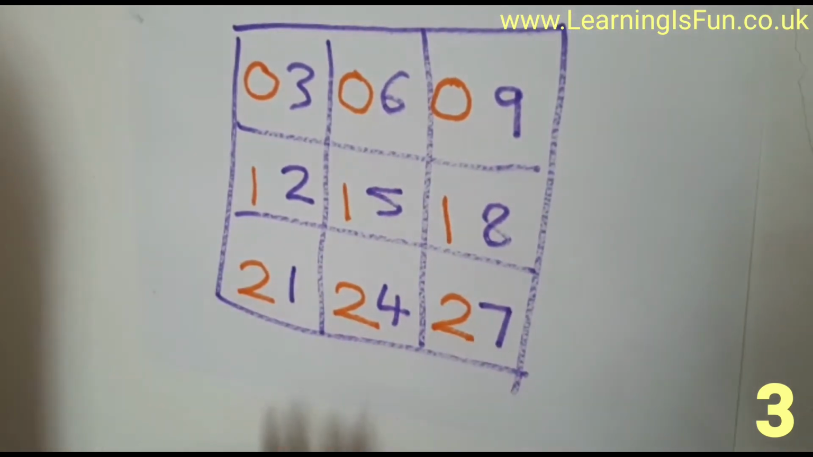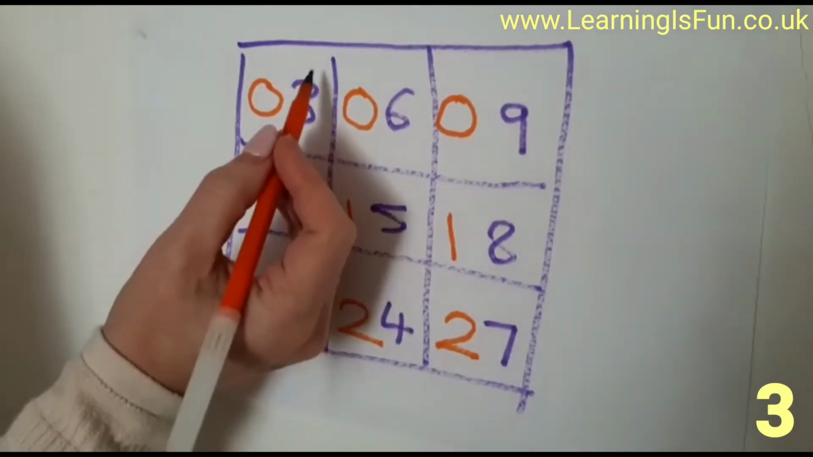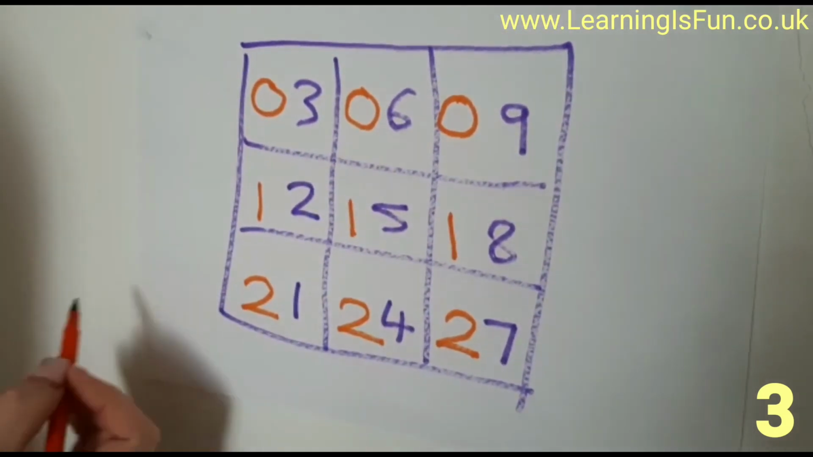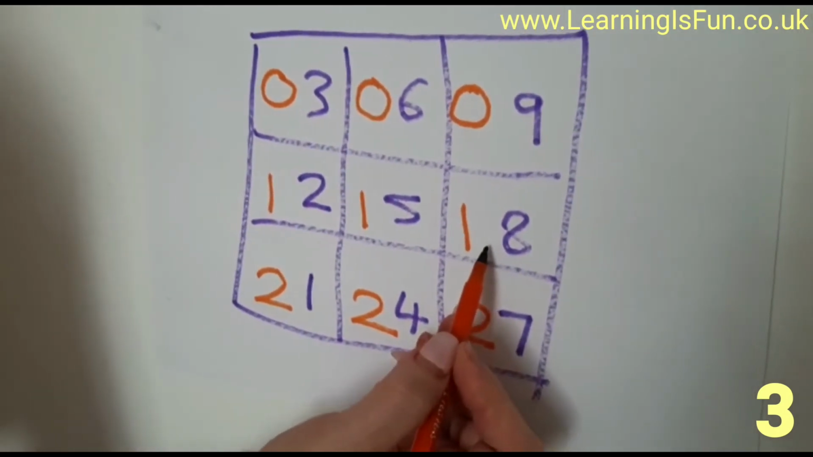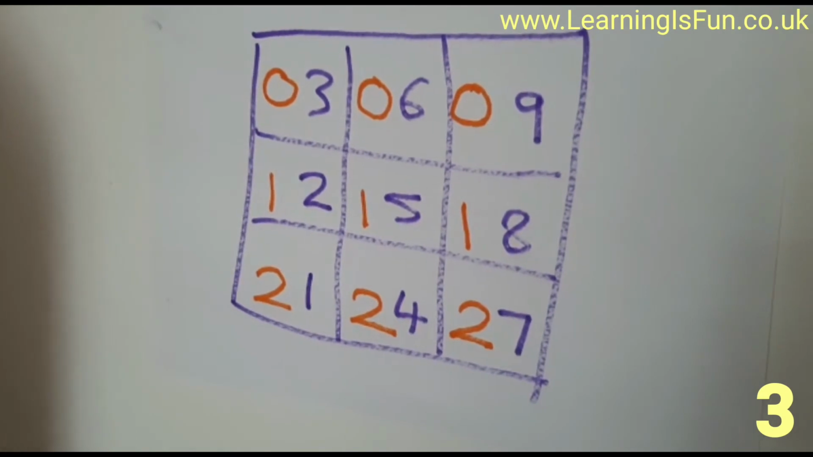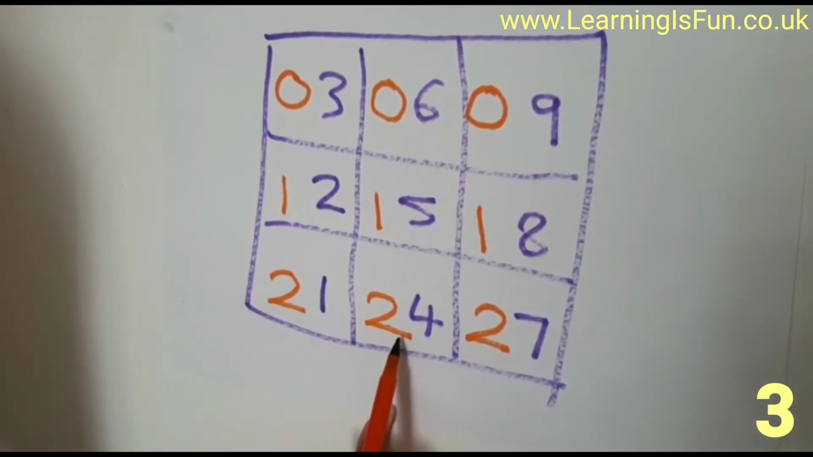So for example, if I said, what is 3 times 1? You go to box 1 and it's 3. What is 6 times 1? Box 1, 2, 3, 4, 5, 6. It's 18. What is box 8 times 1? You go 1, 2, 3, 4, 5, 6, 7, 8. And the answer is 24.